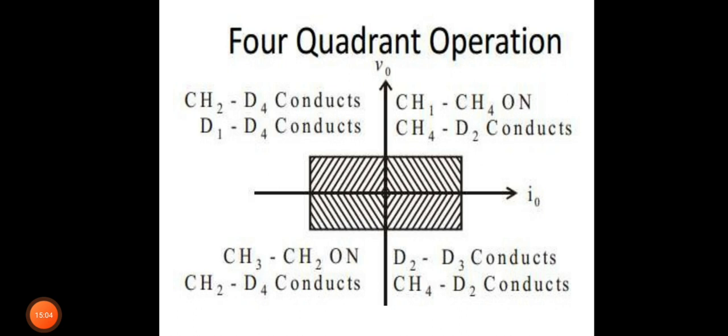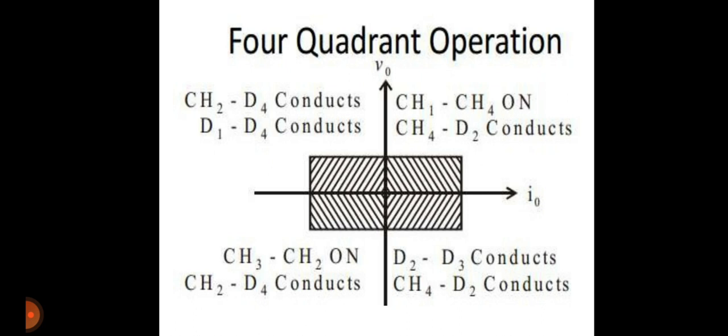Now the fourth quadrant operation. Here CH4 is operated and other devices are kept off. Load EMF E has its polarity as shown in the figure. In this fourth quadrant operation, with CH4 on, positive current flows through CH4, inductance L and E. Inductance L stores energy during the time CH4 is on.